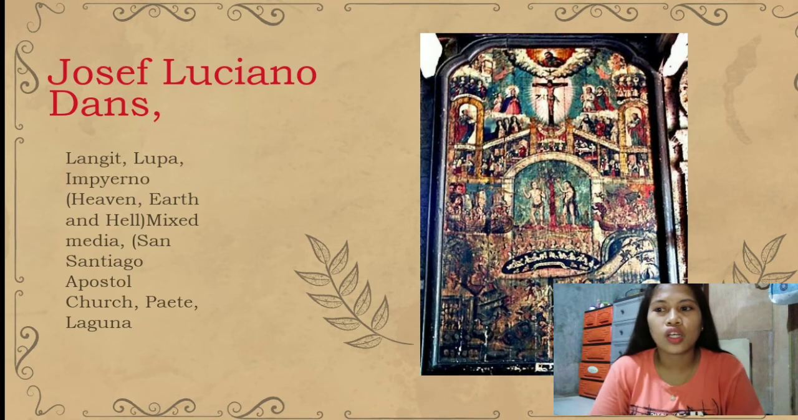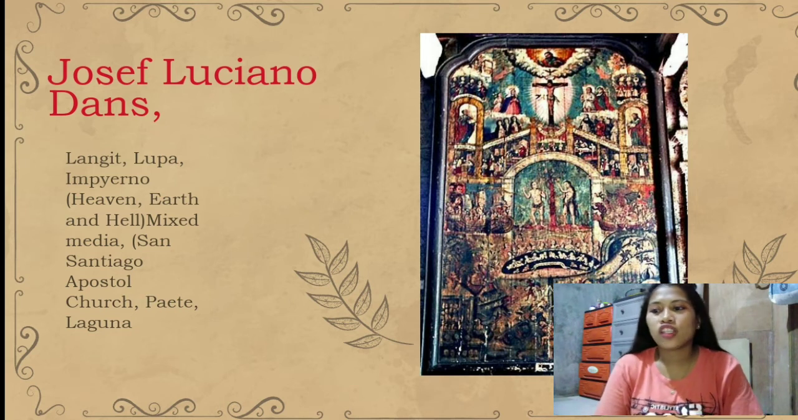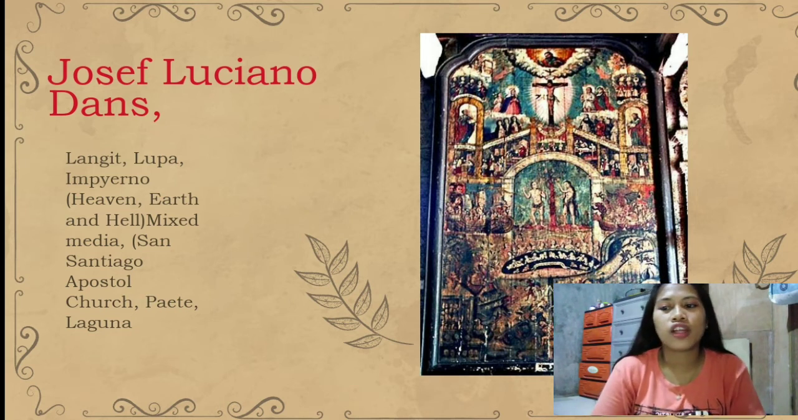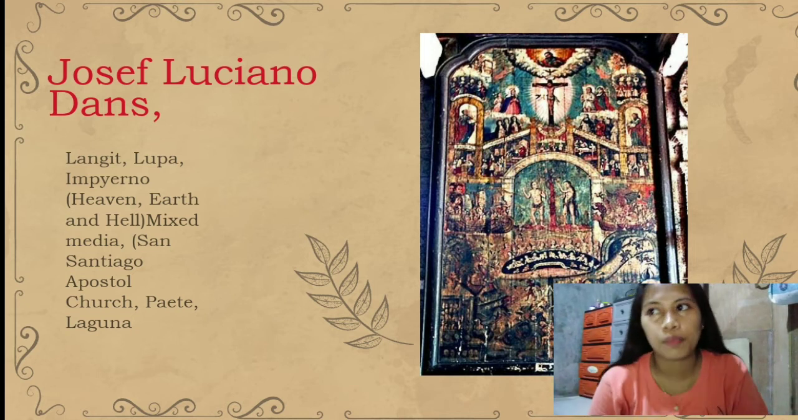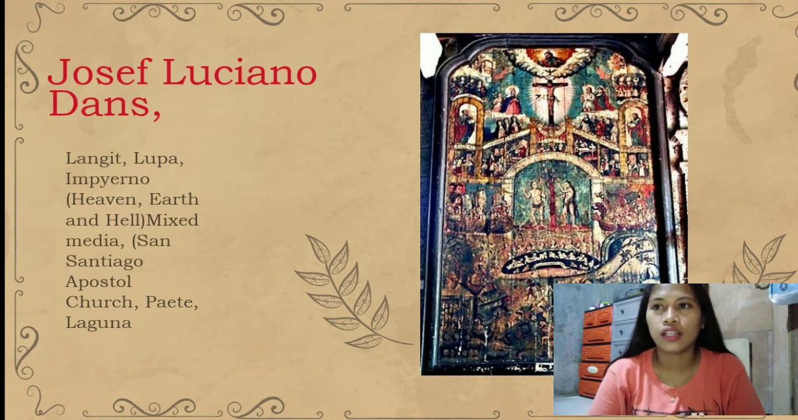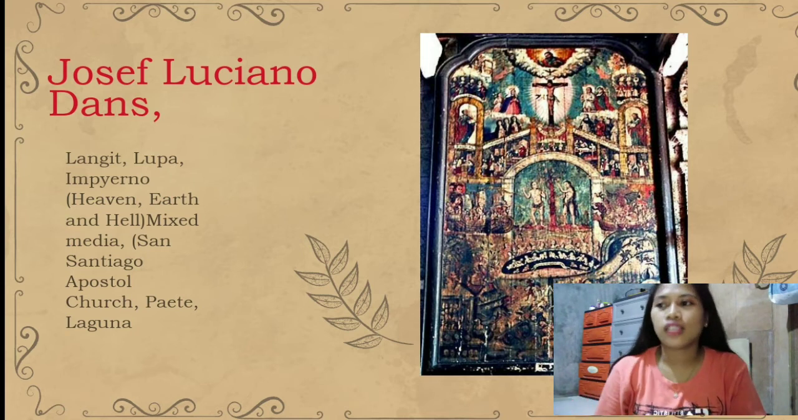So here is an example of Jose Luciano Dans' artwork during the Spanish period, in the Church of Paete, Laguna. He was one of the earliest recorded painters in Philippine art history. His masterpiece is the Langit, Lupa at Impierno, or Heaven, Earth, and Hell. This is a three-level painting which shows the Holy Trinity, Mary, the Mother of Christ, saints, and the Seven Sacraments, and the macabre depiction of hell.